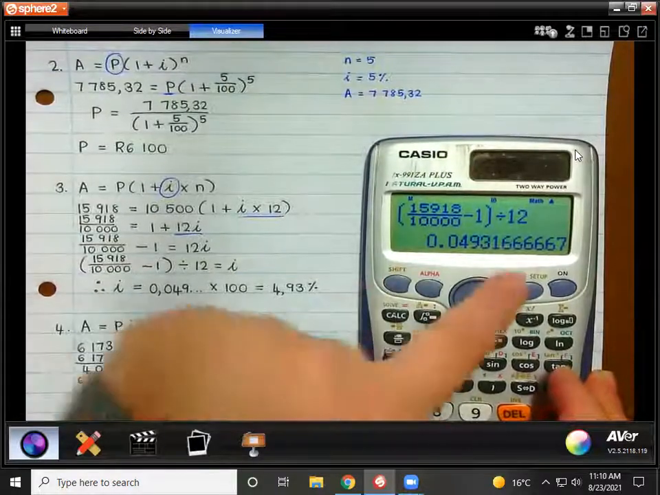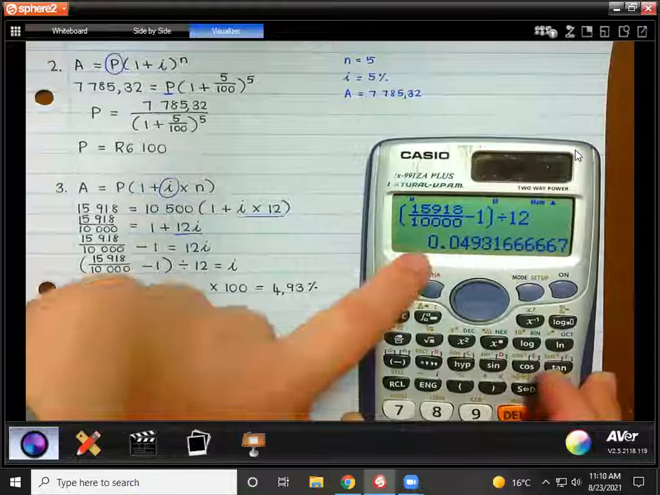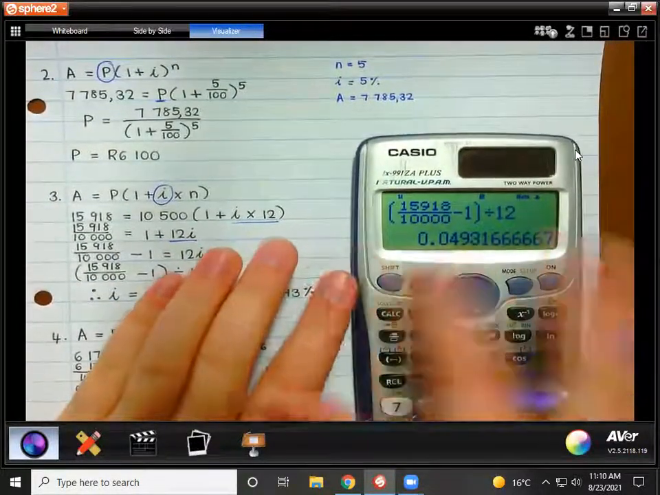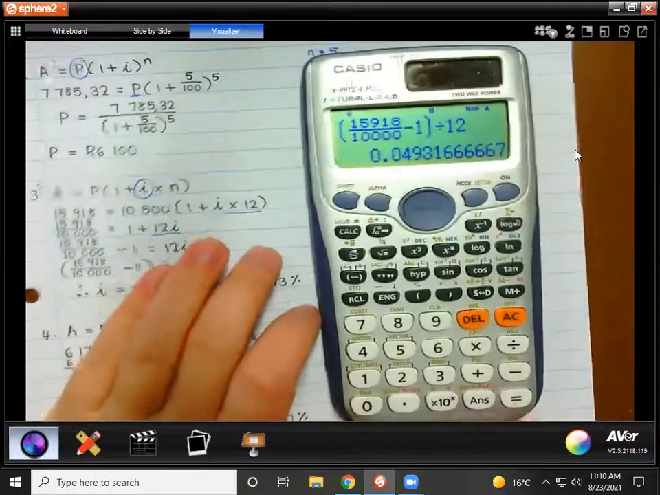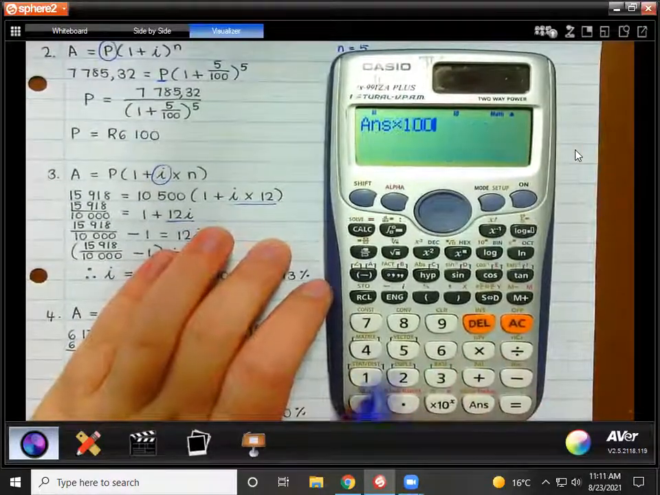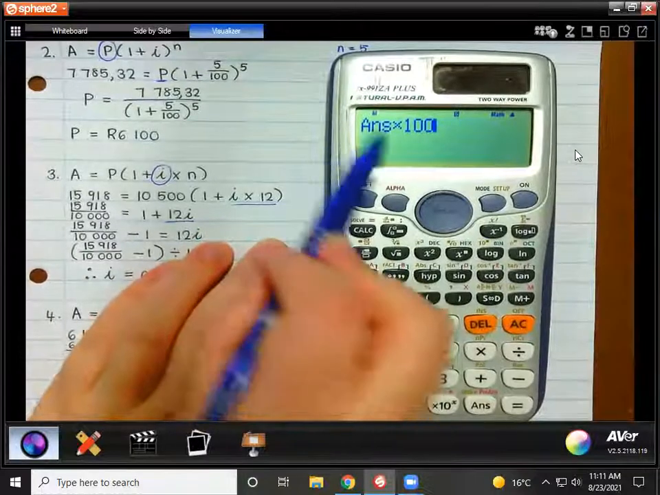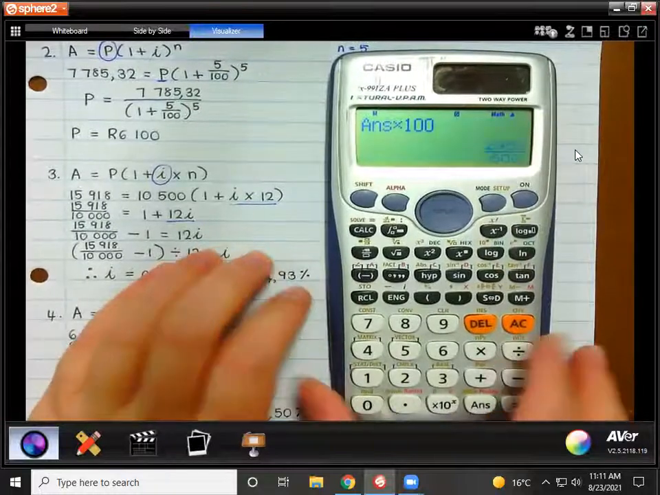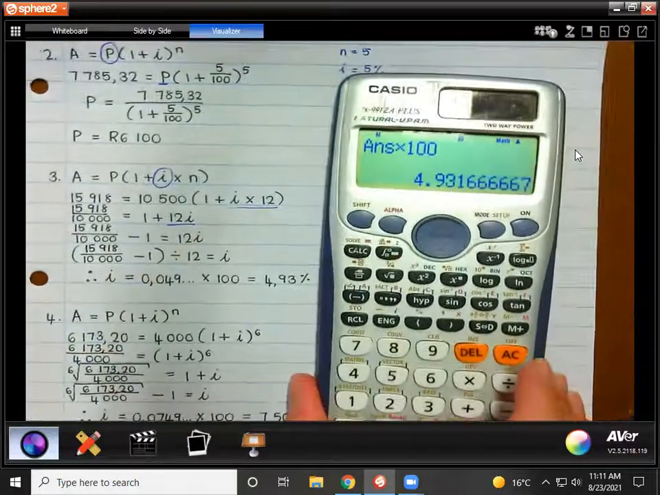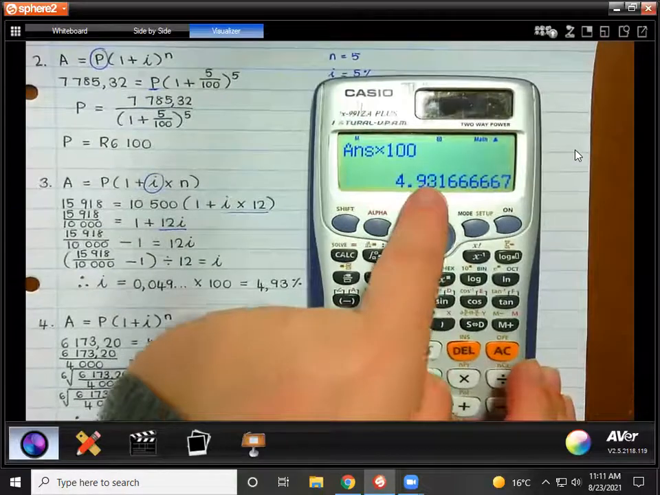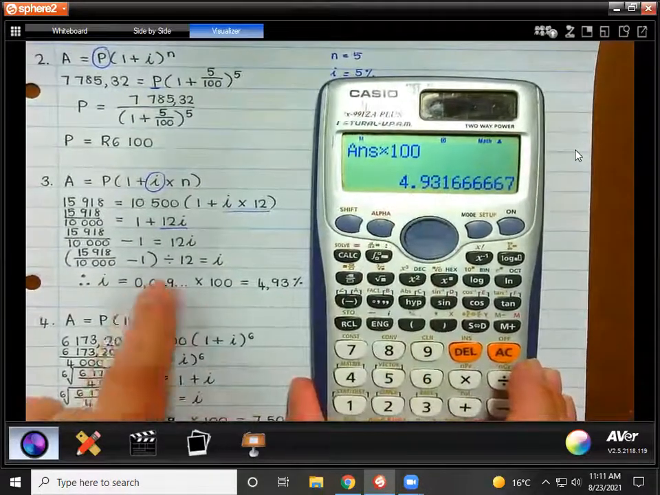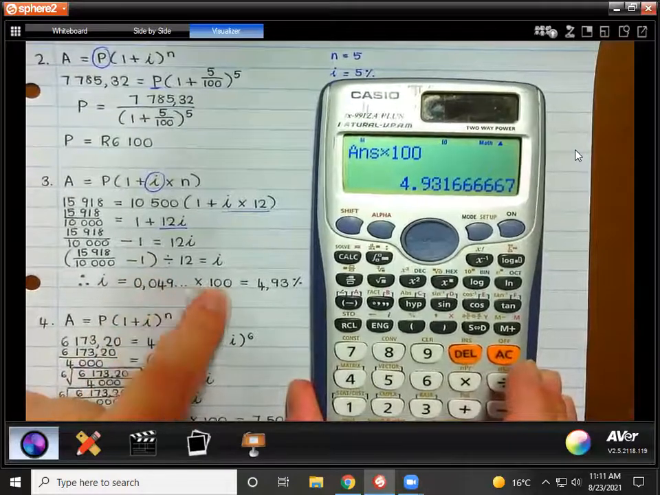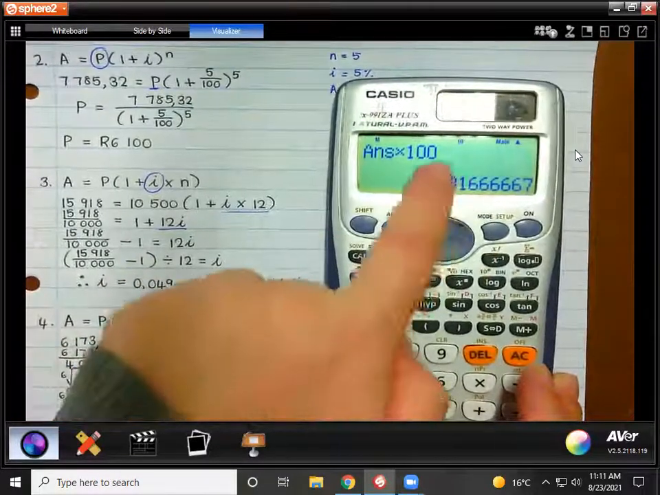Now guys, I'm saying you mustn't round this off and then multiply the rounded off answer by 100. No, in your calculator, you're going to leave this there and just press times 100. The calculator takes your whole answer, that's what Ans means, the full answer, and multiplies it by 100. And there you get your interest rate. This is what you're going to round off. Whatever you have in your calculator there, you times by 100, and that is what you round off.